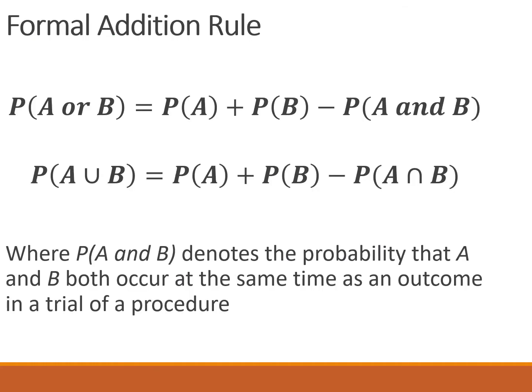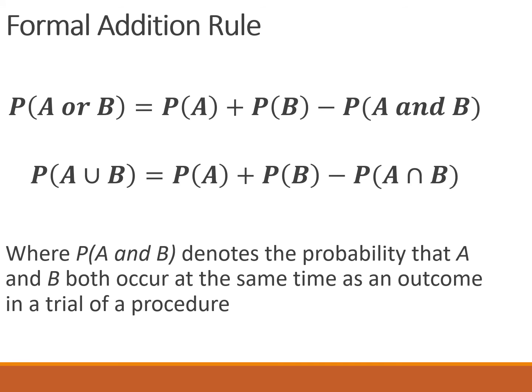When it comes to the addition rule, there's a formal equation. This is an equation that you should memorize because you do need to know it in certain situations. The equation is the probability of A plus the probability of B minus the probability of A and B. And that is really the overlap of those two events. That's just to make sure we're not double counting certain events.